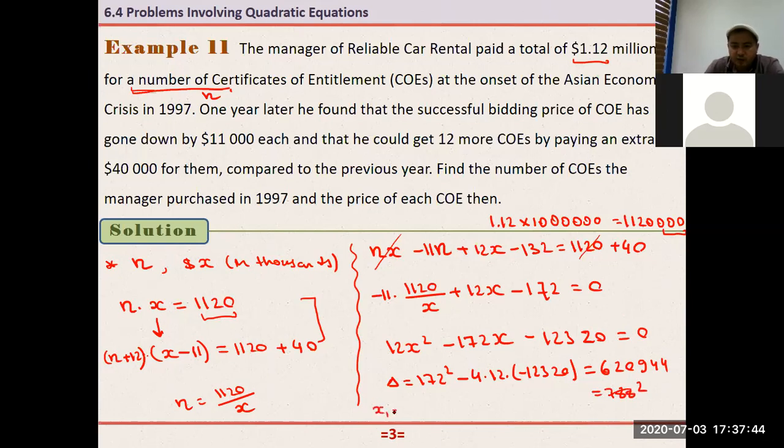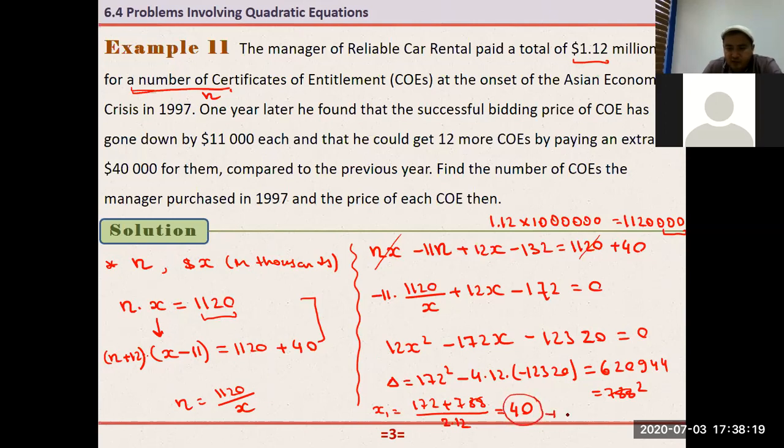So x sub 1 equals 172 plus 788 over 2a. That is 2 times 12, which is equal to 172 plus 788, divided by 24. That's equal to 40. The second answer, if you put minus, will be negative. We do not use a negative number to count the number of something or cars. That is rejected. So that is x.